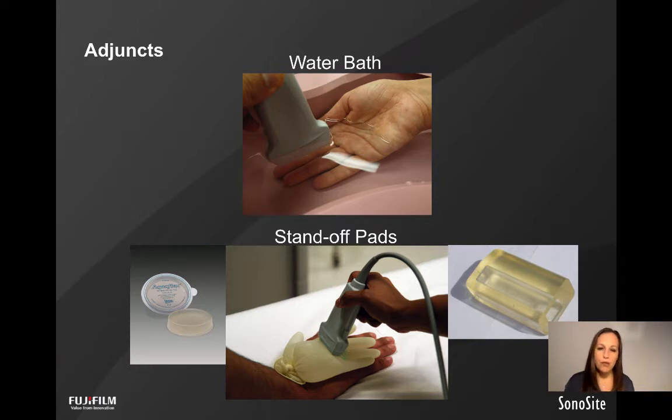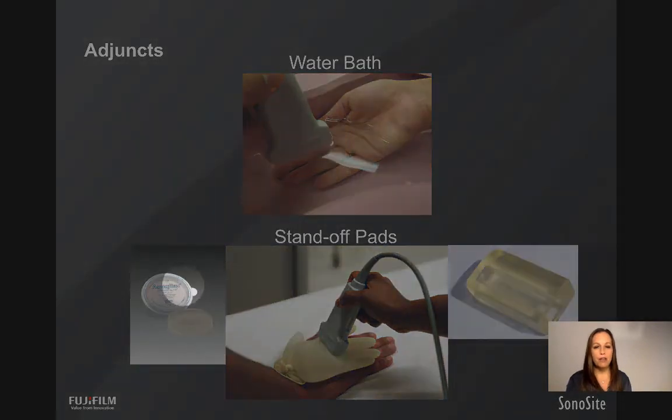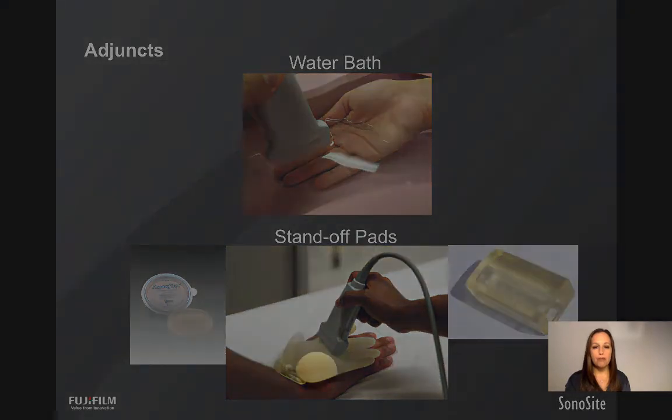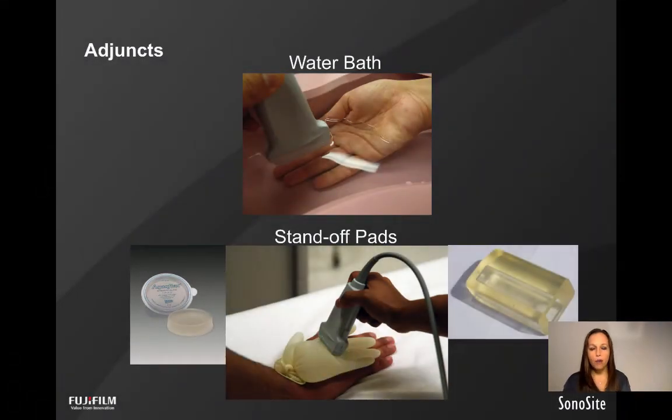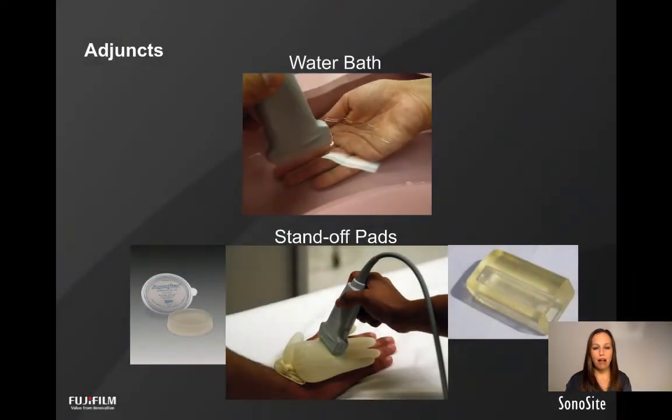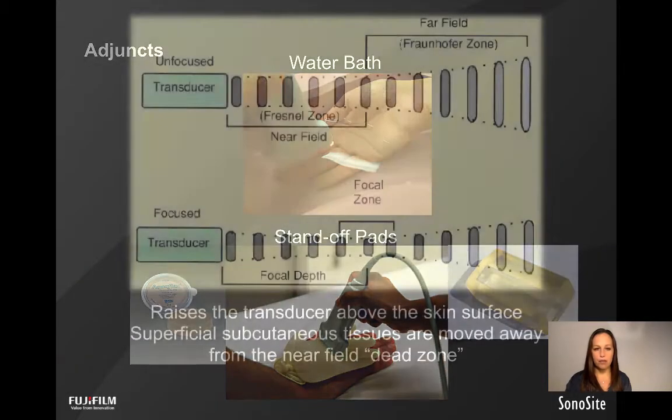Alternatives to help you image these superficial structures are standoff pads. There are commercially available standoff pads that you can see here that are rather costly, but we can actually make our own very easily with a saline or tap water filled glove. Just make sure that you put gel in between the probe and the glove, and then also between the glove and the patient's hand to improve imaging.